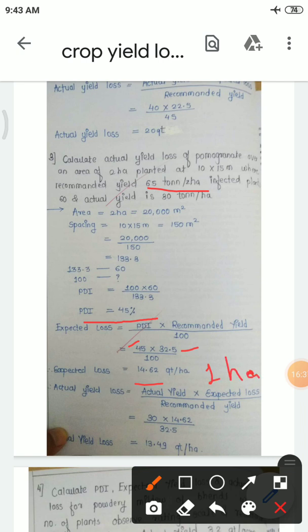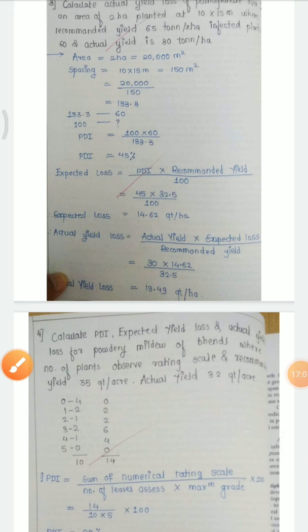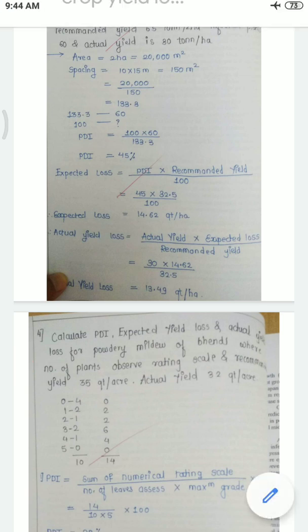And for 2 hectares, it is approximately 29 quintals per hectare. The next one: how do we calculate actual yield loss? The formula is actual yield into expected loss divided by recommended yield. So we just put in the values, very simple. Actual yield 30 into expected loss, as we calculated for 1 hectare, 14.62, divided by 32.5. So actual yield loss is equal to 13.49.